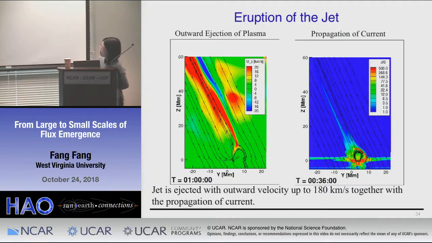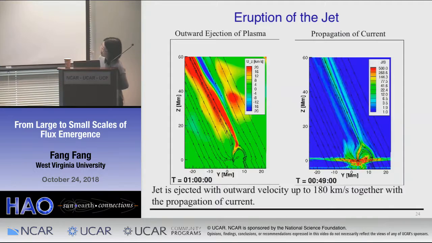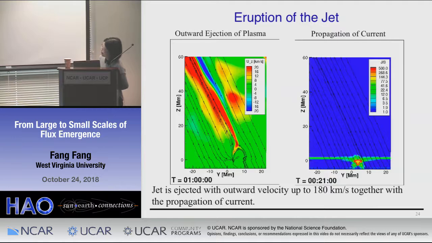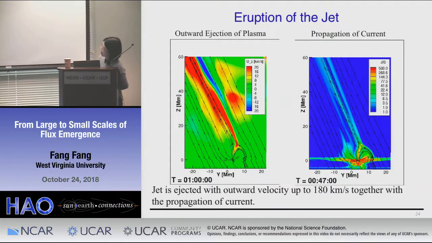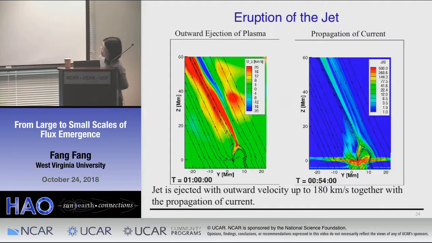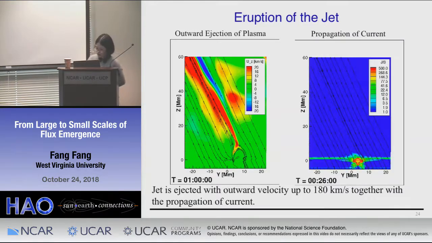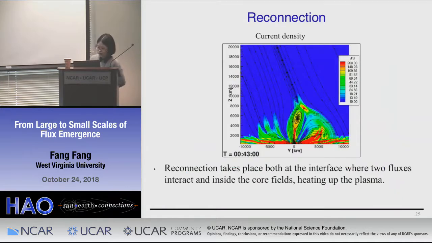So after about 30 minutes, we see a propagation of current into the coronal region together with the upward motion of the plasma. So you see the current system developing at the interface here and also at the bottom of the core field, lifting the core field up. And this is what was shown by the movie.